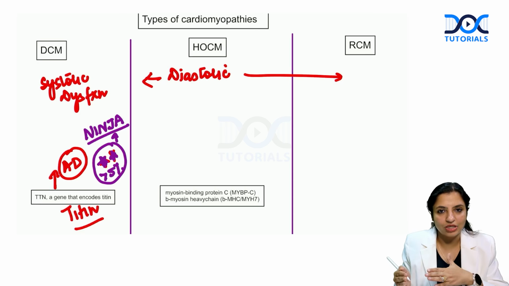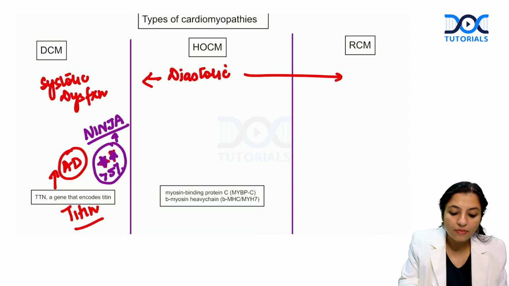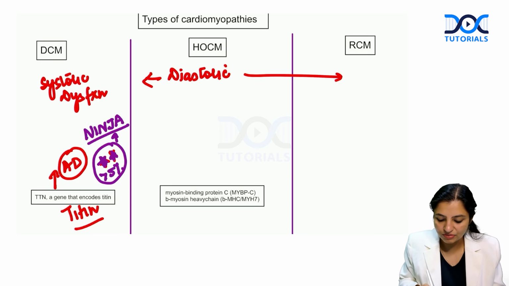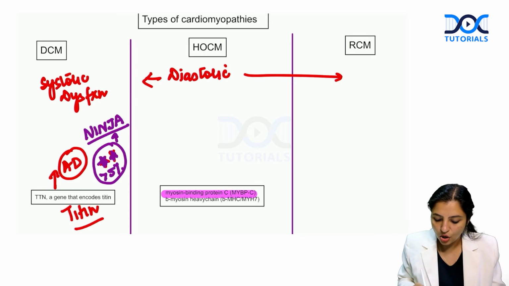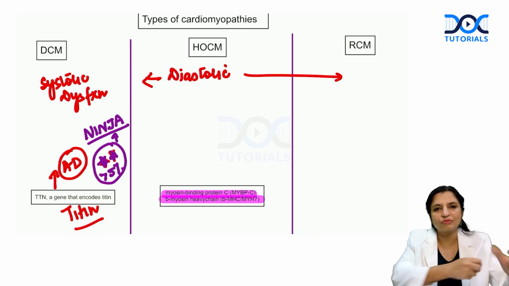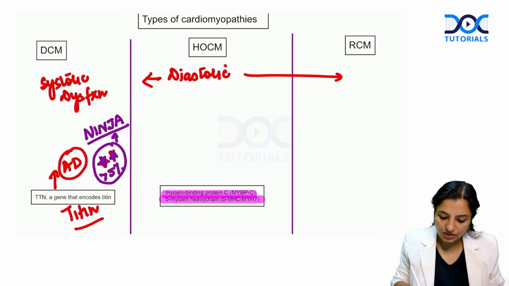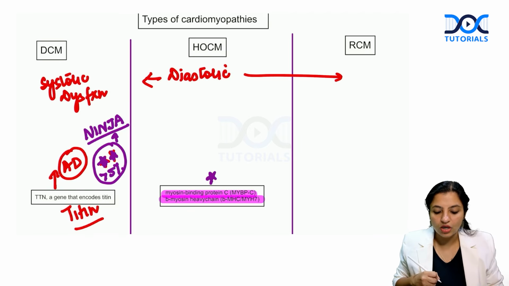What about HOCM? When we talk about HOCM, it's usually autosomal dominant, and the most common gene defect is in the sarcomere protein. So it's myosin binding protein C or myosin heavy chain. These are basically sarcomere proteins which are defective here, and they are the ones which basically cause your HOCM.